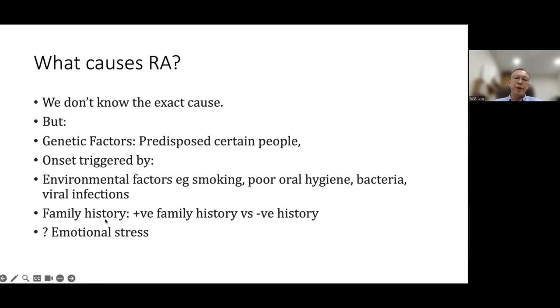Then a lot of the time we talk about emotional stress, whether it triggers rheumatoid arthritis in those patients who have a genetic predisposition. It's hard to say definitely that it does, but we know that in patients who had rheumatoid arthritis well controlled, sometimes during a period of emotional stress, for example, divorce, or some close family member passing away, or a pet passing away, they do get a flare up now and then.